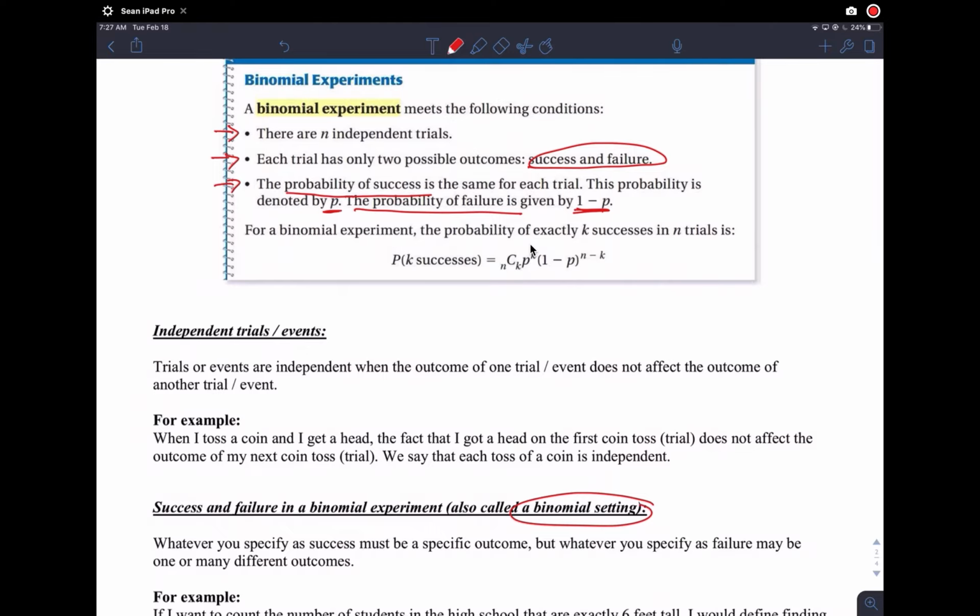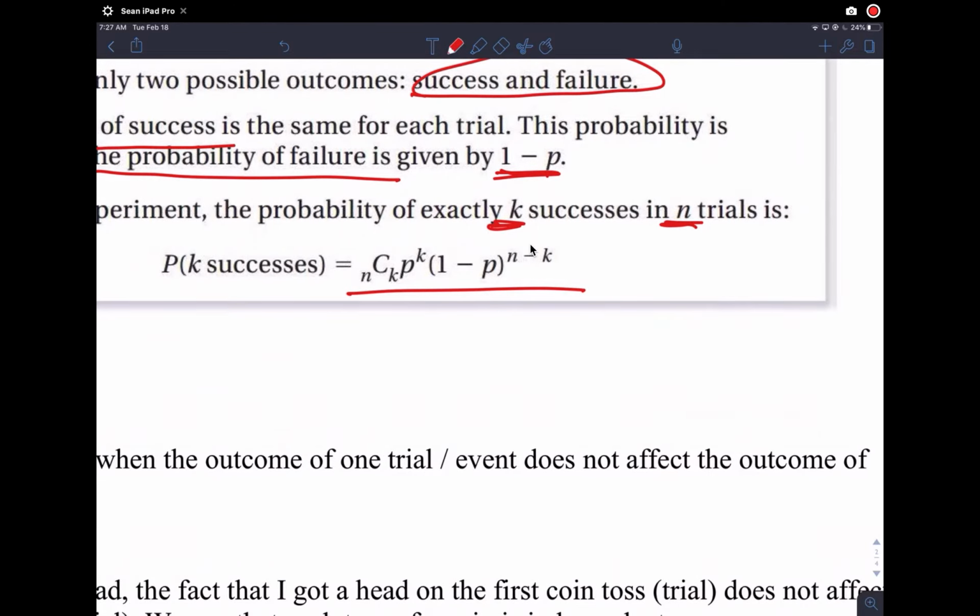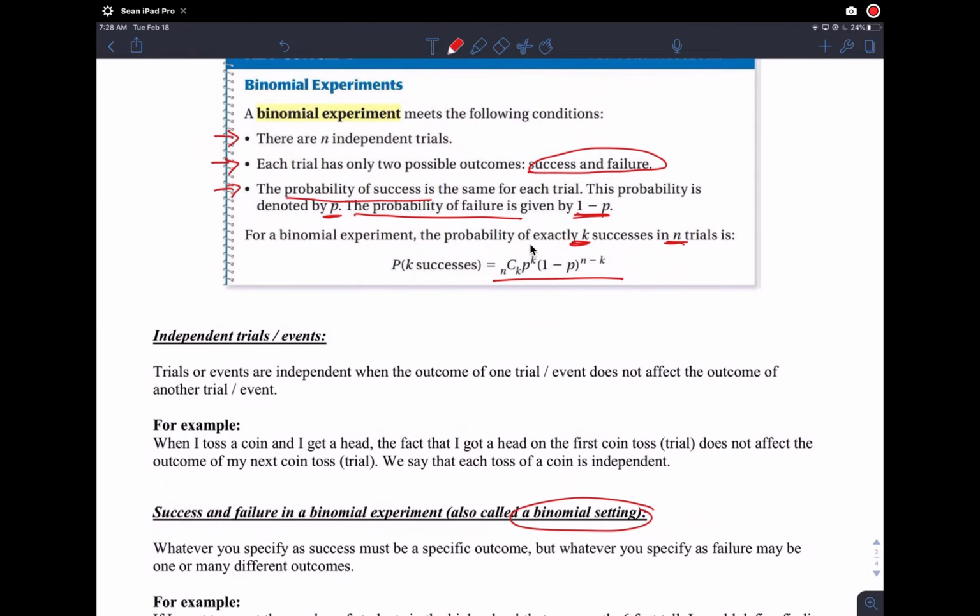And then for a binomial experiment, the probability of exactly k successes in n trials is this. Please don't memorize this. We'll give you the formula. There's no need to memorize this. It's more important that you understand what the formula is saying. Okay? And it's actually really, really remarkable.